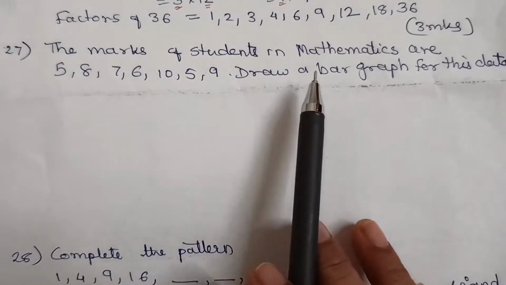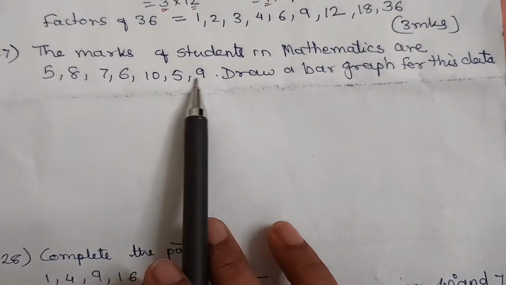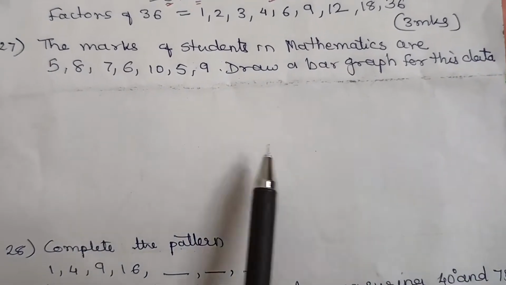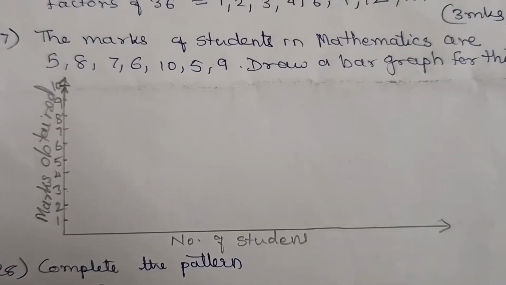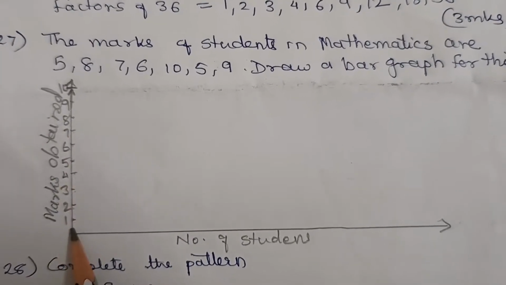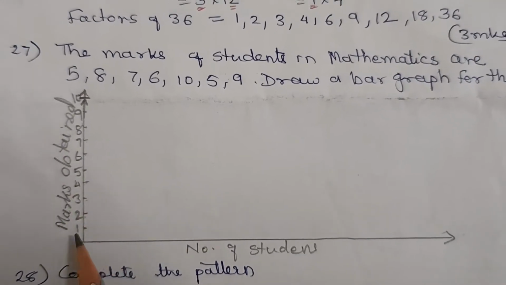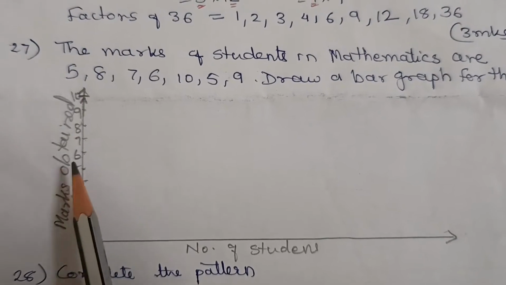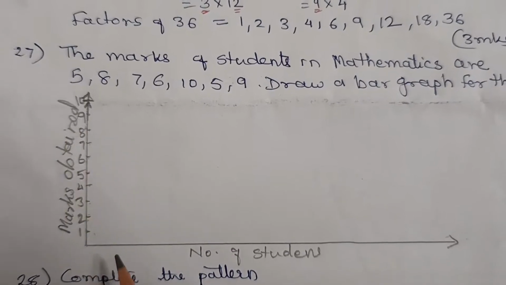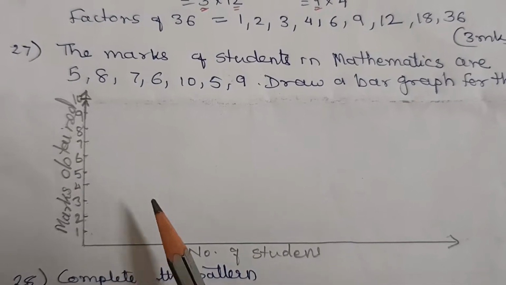Question number 27. The marks of the students in mathematics are 5, 8, 7, 6, 10, 5, 9. Draw a bar graph for this data. Here we have to draw a bar graph. I will draw the graph. On y-axis number of students and x-axis marks obtained. And take the scale of 1 or 2 units or 5 units as per the given data. Then 1, 2, 3, 4, 5, 6, 7, 8, 9, 10 at the same distance. So we will draw now the bar graph.